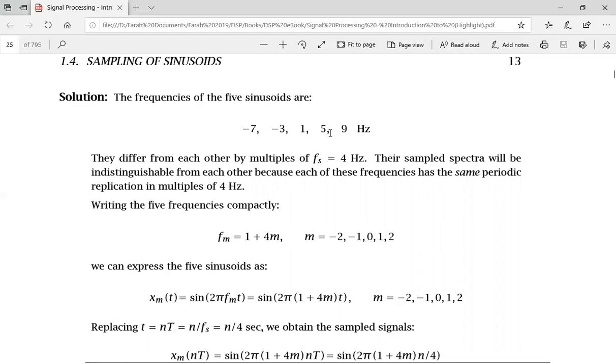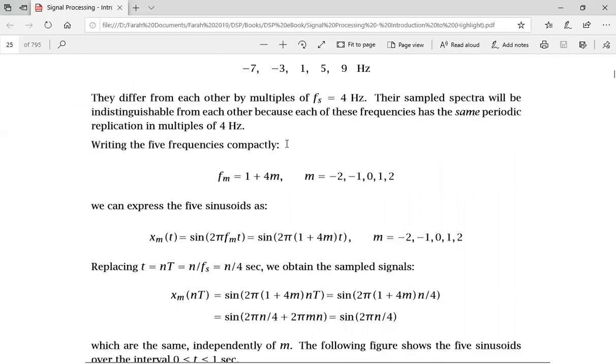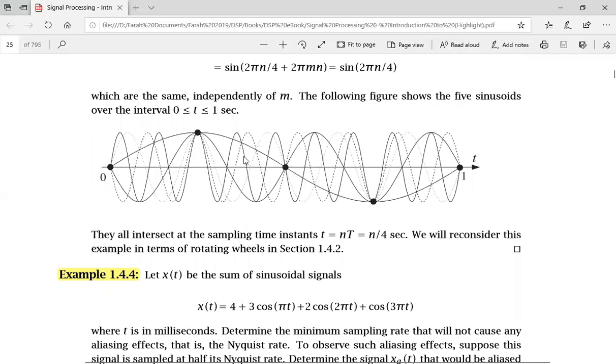This 4 hertz sampling frequency is only sufficient for this 1 hertz signal, and for 4 hertz the Nyquist interval would be plus minus 2 hertz. So only this 1 hertz frequency is lying within this plus minus 2 hertz range. The others are outside. Okay, so this you can see here, and it would lead to this aliasing effect.